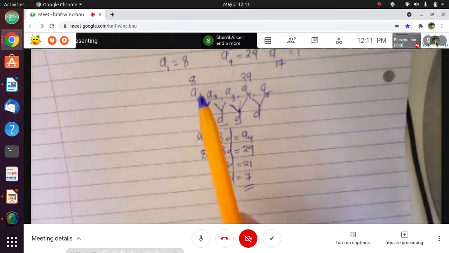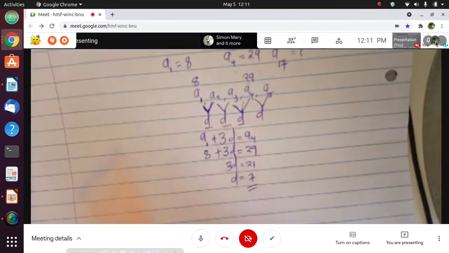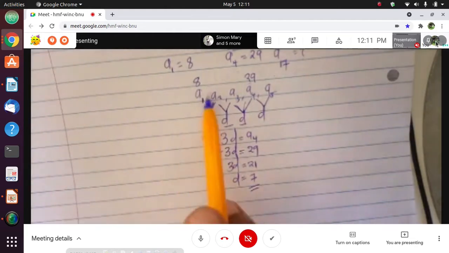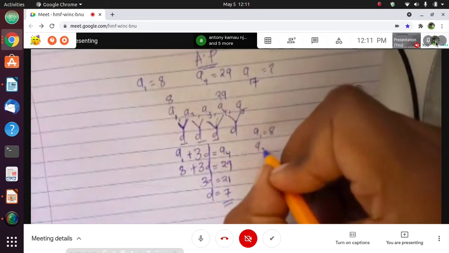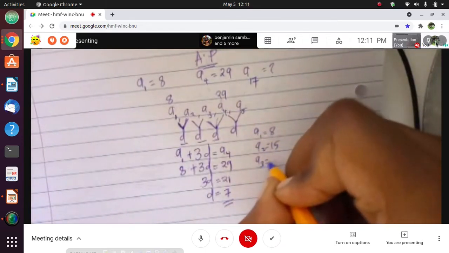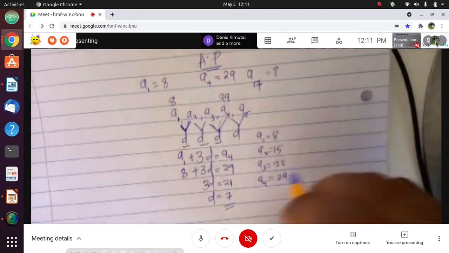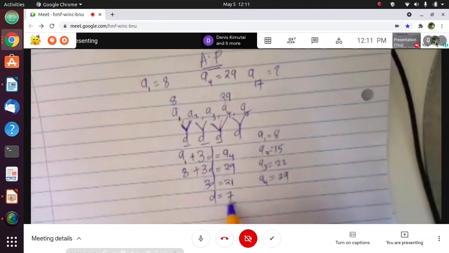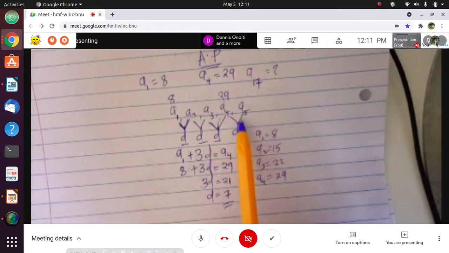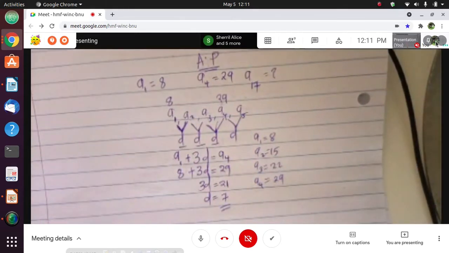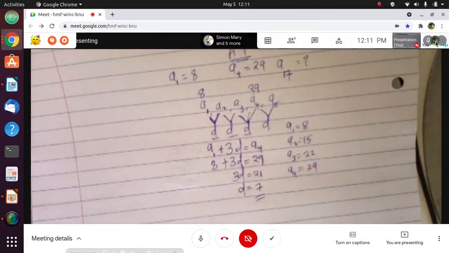So we have been able to find the common difference in this sequence. Therefore, the first term is 8. The second term, A2, will be 15. The third term will be 15 plus 7, which is 22. And the fourth term, we have already been given as 29. So we have been able to find the common difference, and then it is also possible to find the other terms. But remember, the question is asking us to find the 17th term.